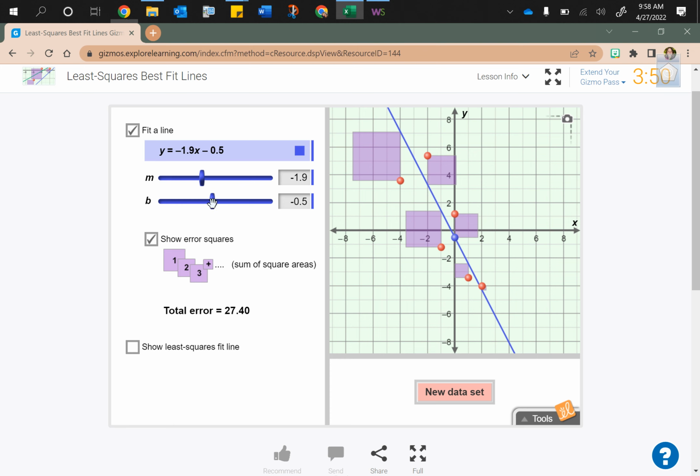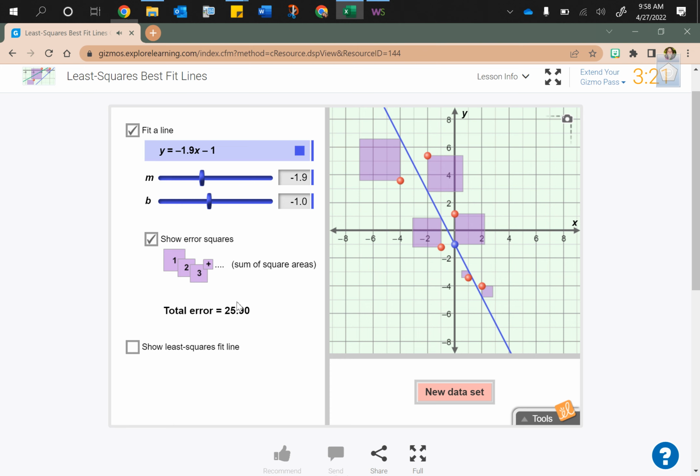Now I can manipulate that and move that around. Let's see if we can make that error less. If I move it up, that error is getting bigger. That's not working. If I move it back down, ooh, look, I got 26.86. I got 26.44. Then, ooh, 25.96. Let's see if we can make it even smaller. 25.9. Looks like 25.9 is the smallest that I can get.